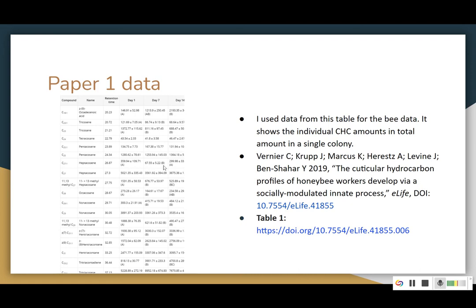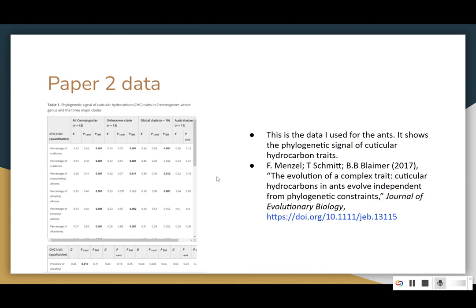So this is the data that I used for the bee data. It shows the individual CHC amounts in total in a single colony. And this is the paper data that I used for the ants. And it shows the signals of the cuticular hydrocarbon traits.